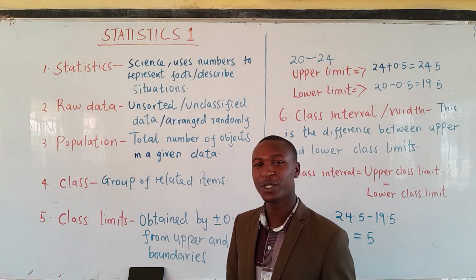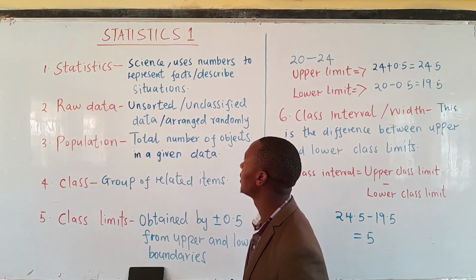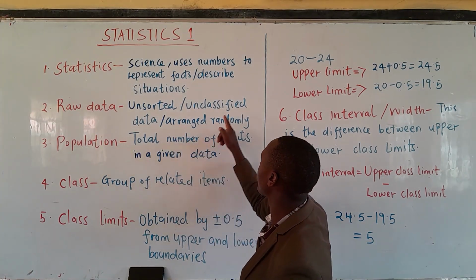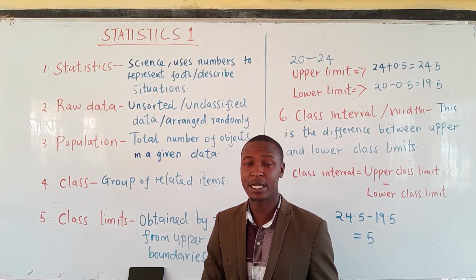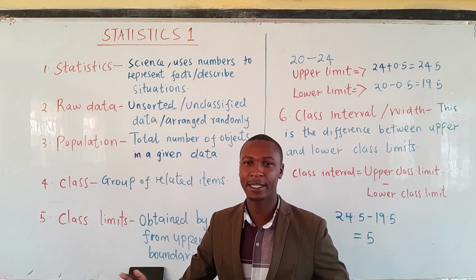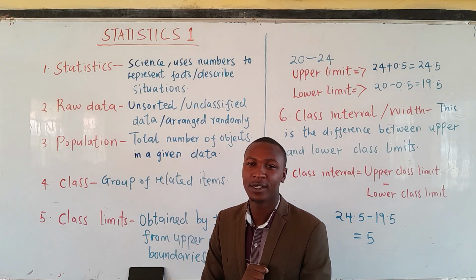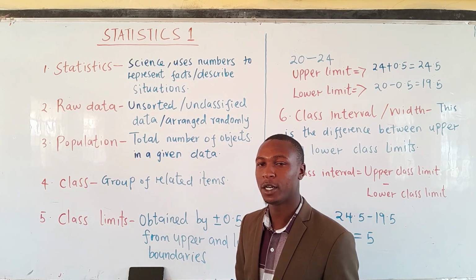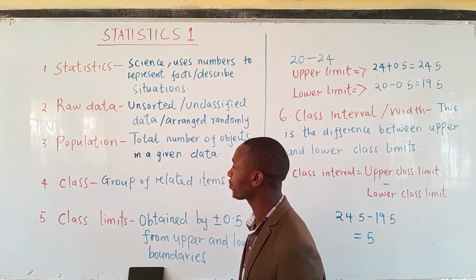Now, we're also going to interact with terms like raw data. So what is raw data? Raw data can be described as unsorted or unclassified data. So this is data that is arranged randomly. We don't have a given order. So it's just random data that, using statistical skills, we are going to analyze and give feedback using given methods that we are going to explain in this video or in the preceding videos.